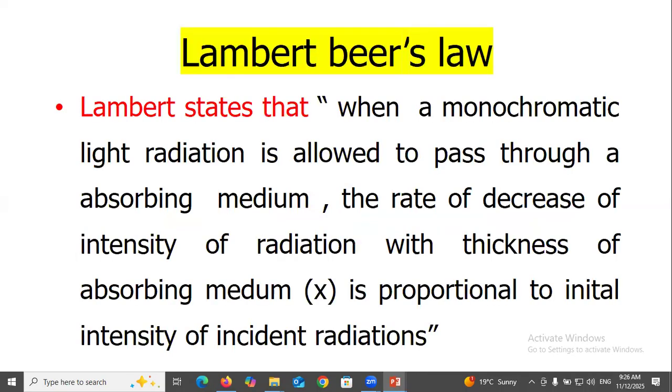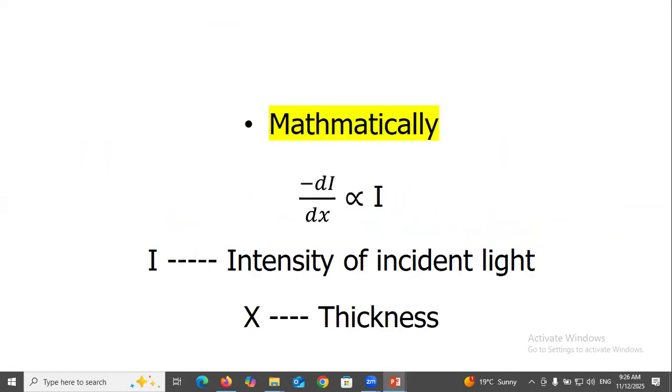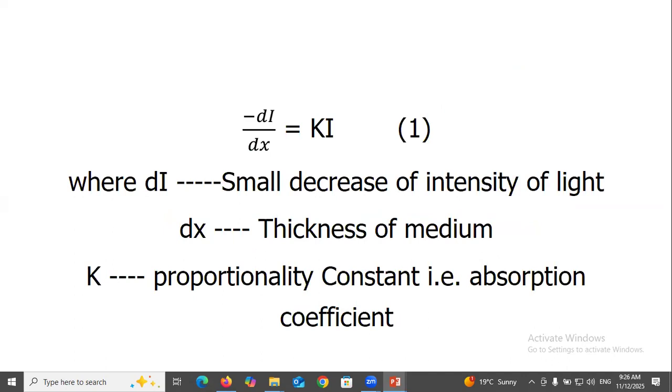Lambert's and Beer's law. Lambert's law states that when a monochromatic light radiation is allowed to pass through an absorbing medium, the rate of decrease of intensity of radiation with thickness of the absorbing medium is proportional to the initial intensity of incident radiation. Mathematically, minus dI over dx proportional to I, the intensity of incident light, and its thickness. Okay, removing the proportionality, we can write minus dI over dx equal to kI, where k is the proportionality constant, dI is the small decrease of the intensity of light, dx is the thickness of the medium, and k is the absorption coefficient.